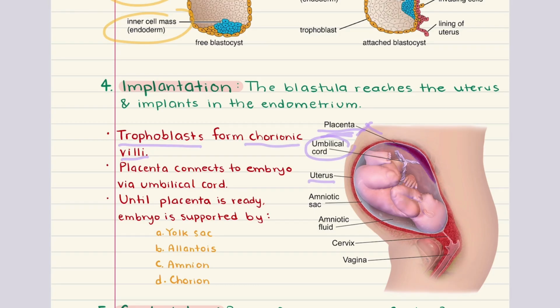So before it's ready to take over, the embryo relies on 4 structures for support. First is the yolk sac, which helps with early blood cell development. Then there's the allantois. This is involved in early fluid exchange. Next is the amnion. This is a membrane that surrounds the embryo, and it fills with fluid to cushion and protect it. Finally, the chorion surrounds everything, and it contributes to forming the placenta. So together, these structures keep the embryo alive and stable during the earliest stages of pregnancy until the placenta is fully developed, and then it can take over.